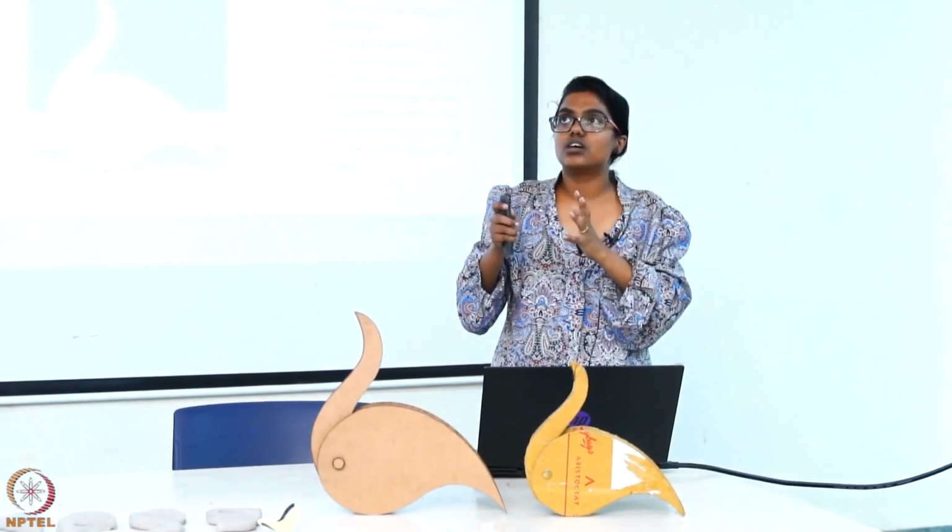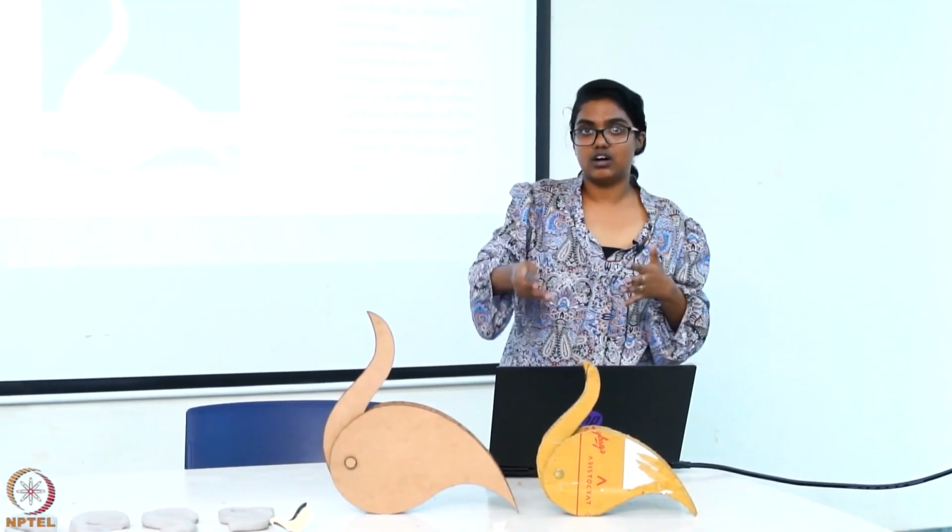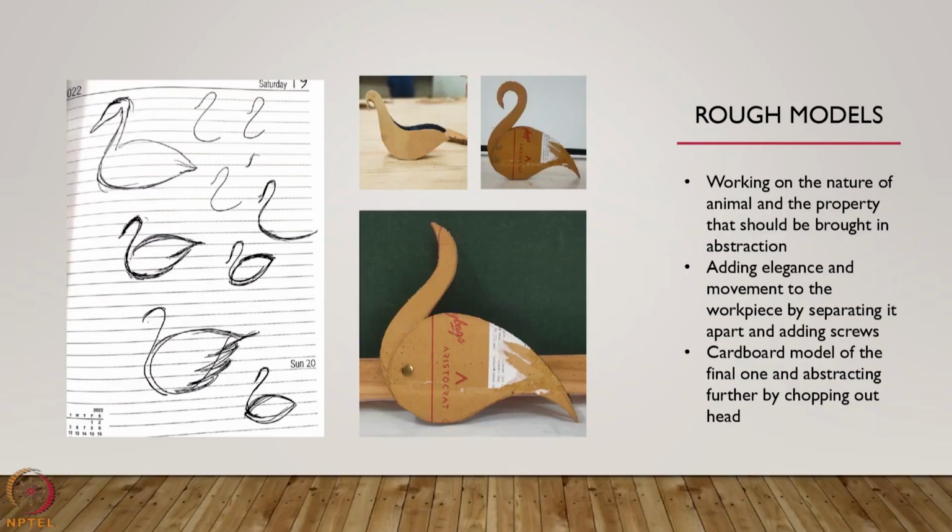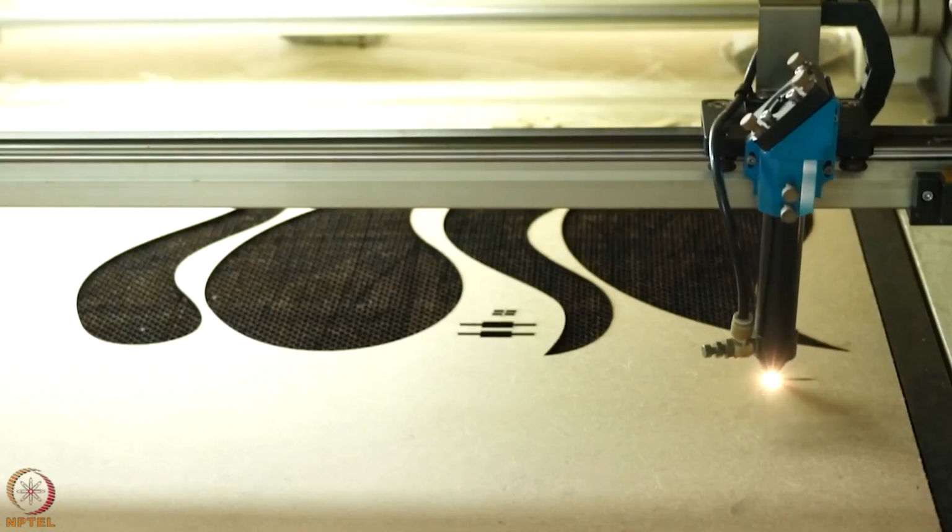And then we gave a hinge here, like we gave a nut here, so we connected it here. And that also added to the form, to be honest. It showed the movement, it enhanced the movement, and it was also going well with the form itself. So the cardboard model of the final one, abstracting further by chopping the head. And then we did the laser cutting.